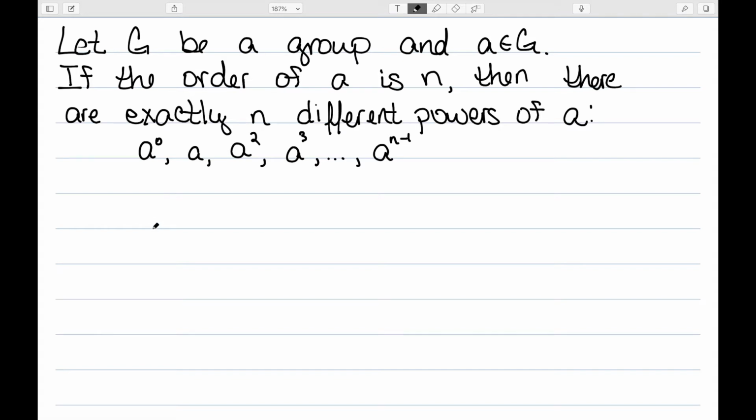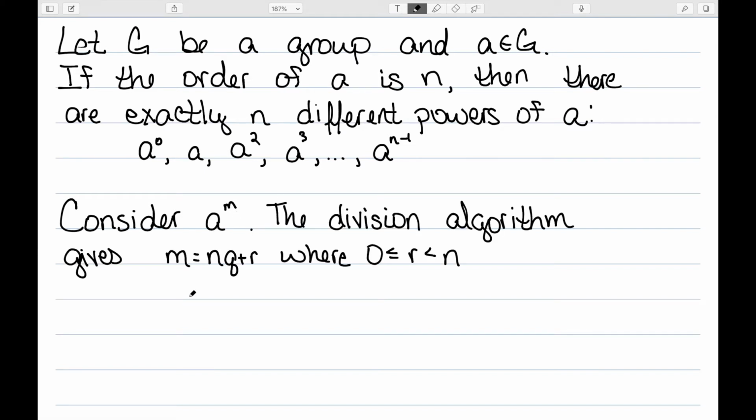Let's start by proving that every power of a needs to be in this list somewhere. Let's consider a to the m, a random power of a. The division algorithm tells us that m is equal to nq plus r, where r has to be between 0 and n. Using this, we're going to write a to the m. This needs to be the same as a to the nq plus r.